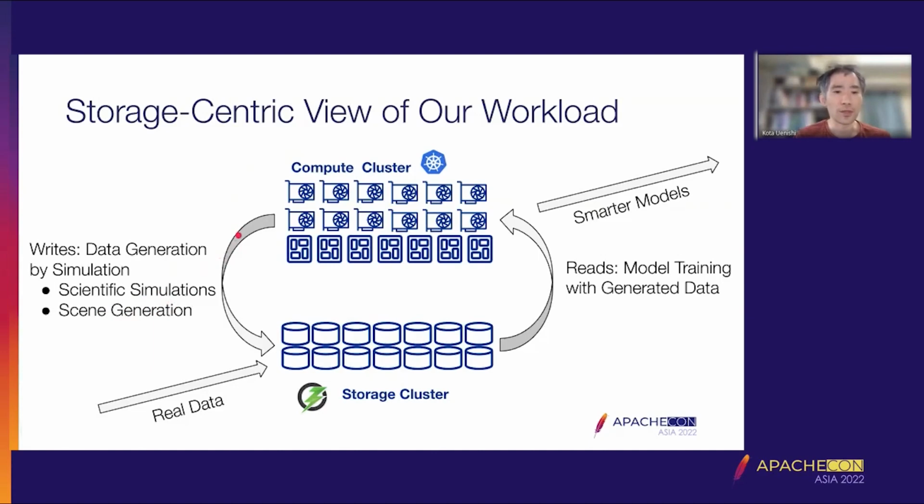But here we generate a huge amount of data from our compute resources and save it into the storage cluster. And on training, we read those generated images to optimize the model, to let it recognize those images. The amount of data is much more than real data, so the model can easily get much smarter than just by training on real data.